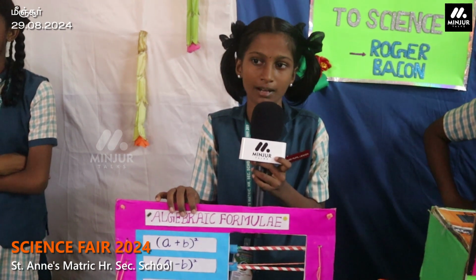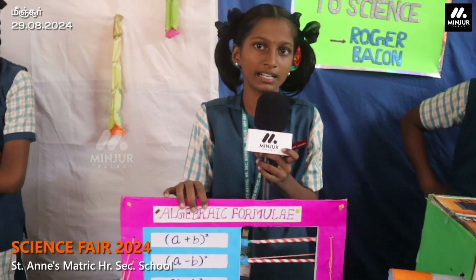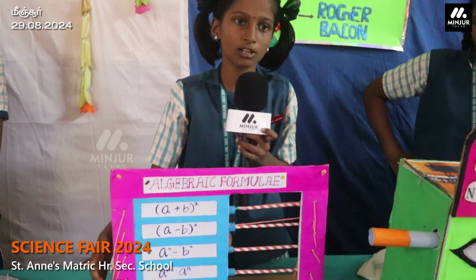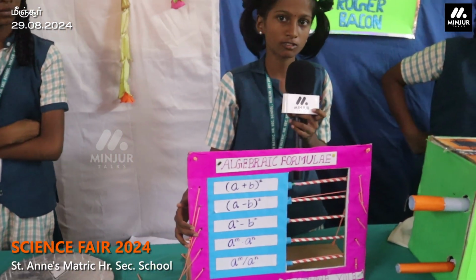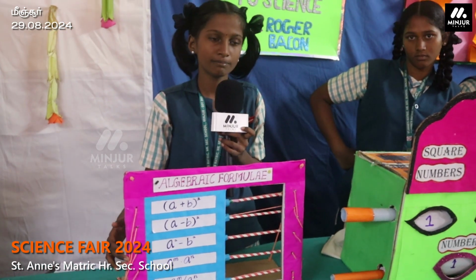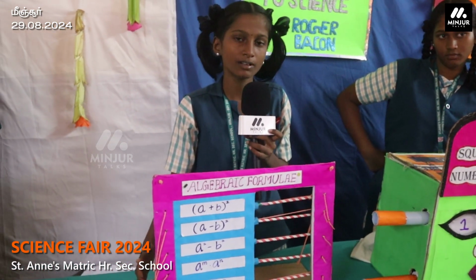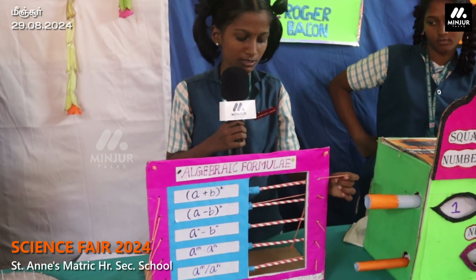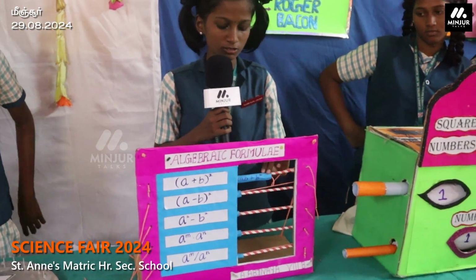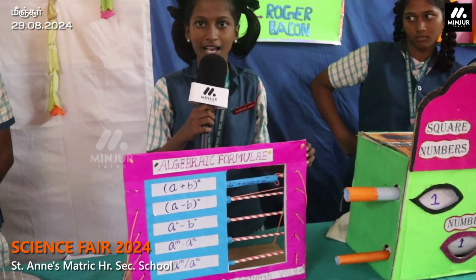Algebra is a branch of mathematics that deals with symbols and arithmetic operations. Here are some formulas of algebra: (a+b) whole square, (a-b) whole square, a square minus b square, a^m times a^n, a^m divided by a^n. If you pull this rope, we get the answer. Thank you.